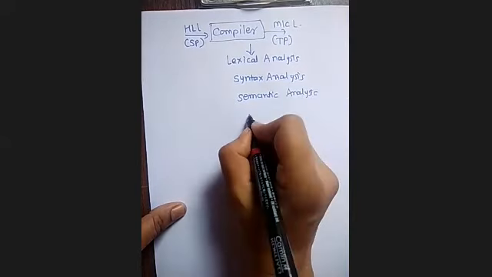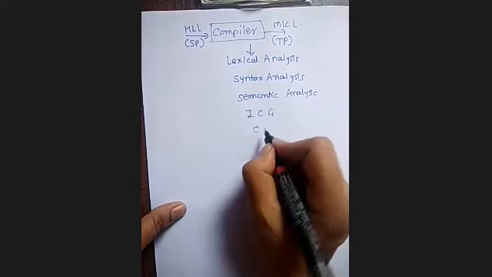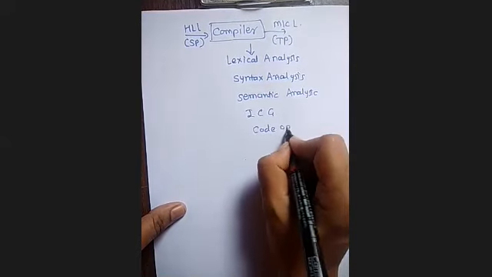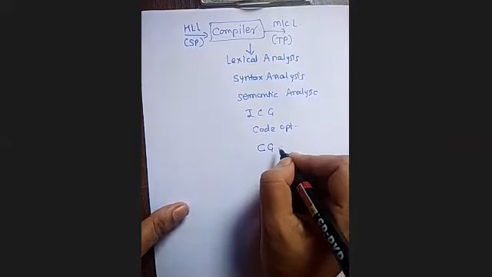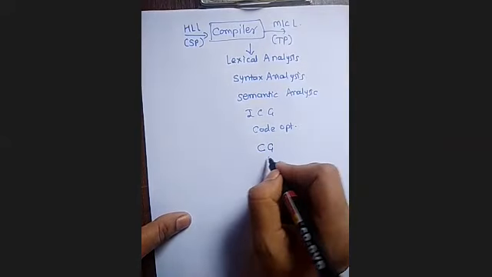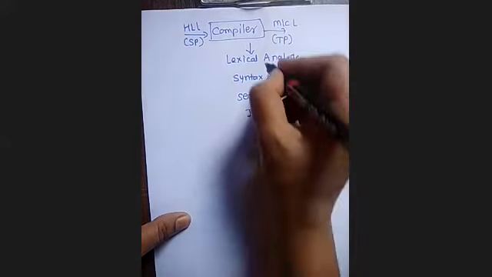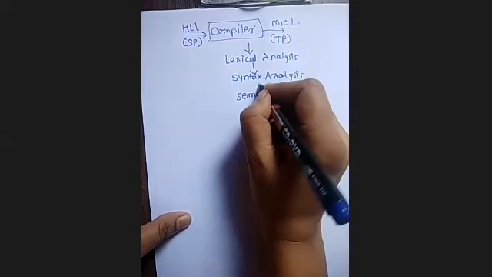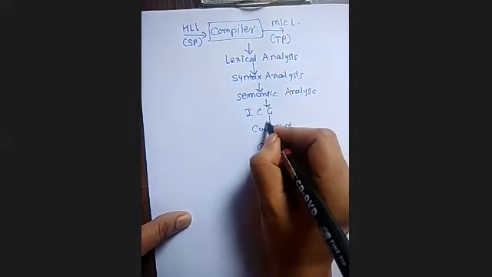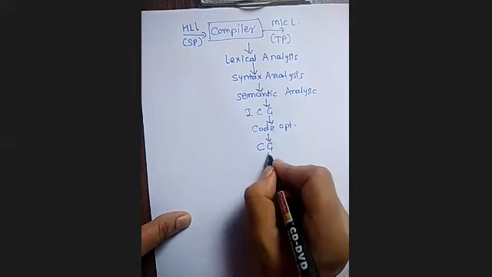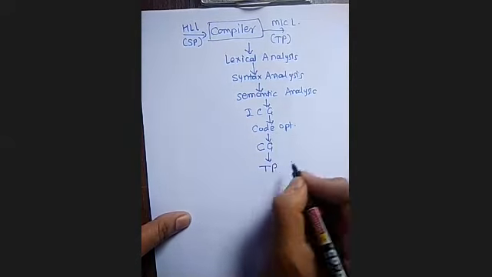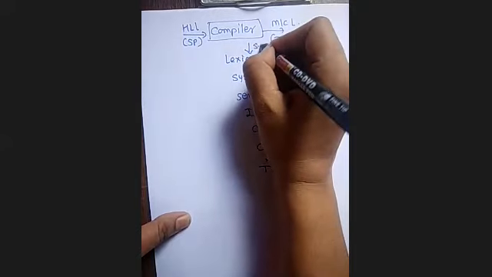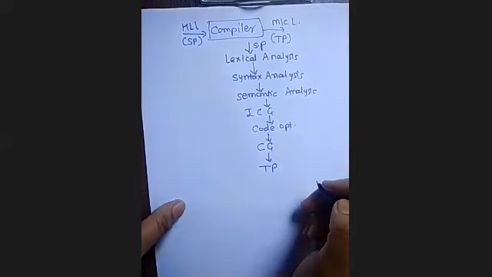Intermediate code generation, code optimization, and finally code generation. So these are the 6 phases of the compiler. The output of each phase is given as an input to the next phase, and the output of the last phase is your target program. And lexical analysis takes the source program as input. Okay, so these are the 6 phases.